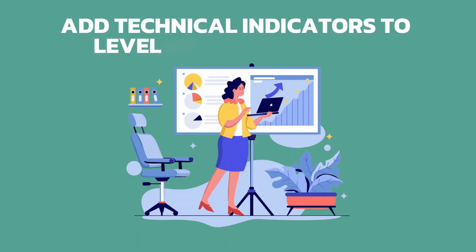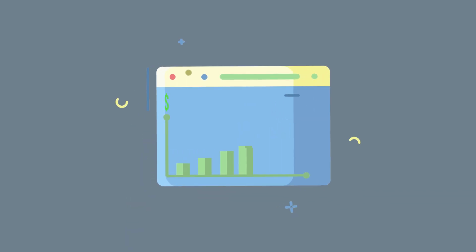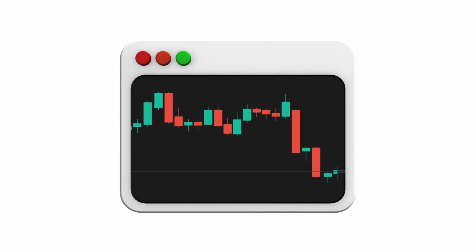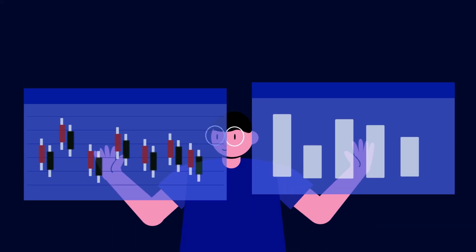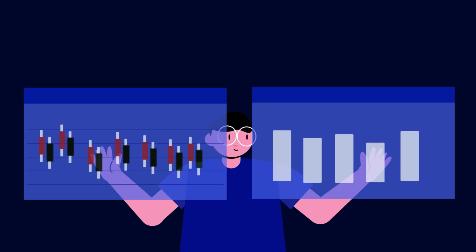Add technical indicators to level up your analysis: moving averages for trend direction, RSI for overbought or oversold signals, MACD for momentum changes. Technical analysis isn't guessing, it's about smart data-driven decisions.